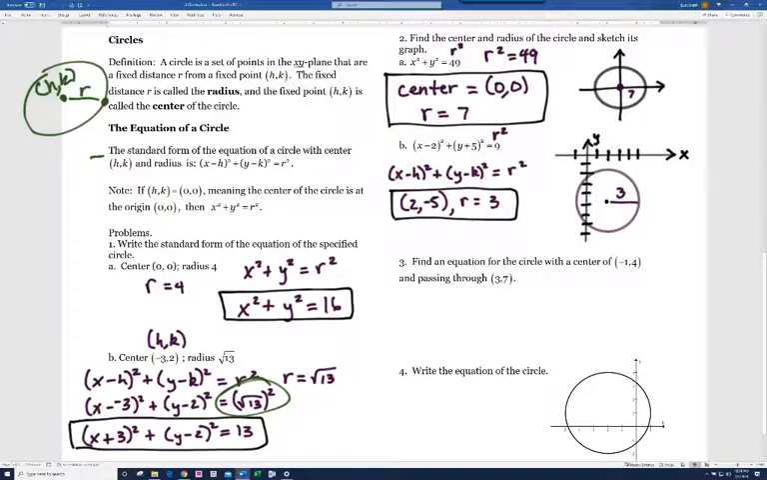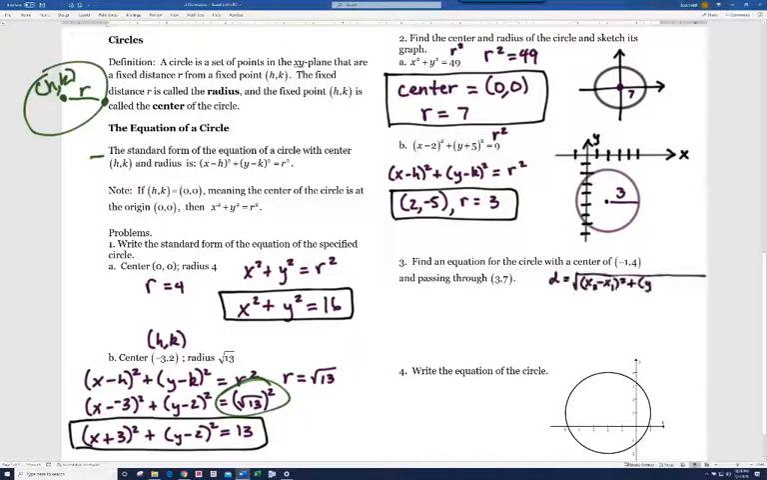All right, so let's look at 3. It says find an equation for the circle with a center of negative 1, 4 and passing through the point 3, 7. Now the thing is, we have the center, which we need, but we also need the radius. Now think about what we have here. We basically have the center of the circle, and we have a point on the circle. And so to find the radius, we need to just find the distance between those 2 points.